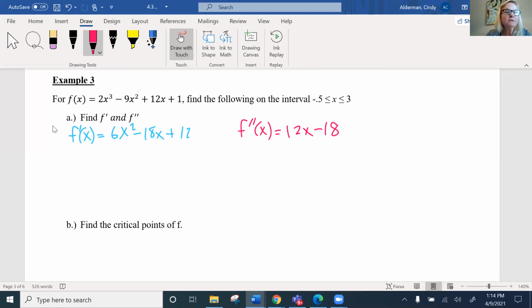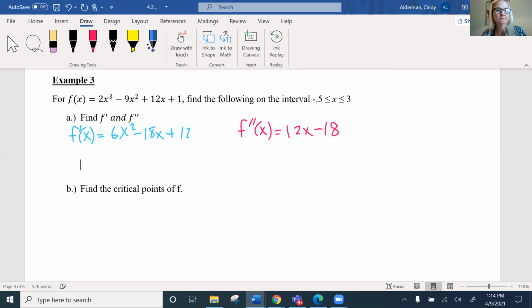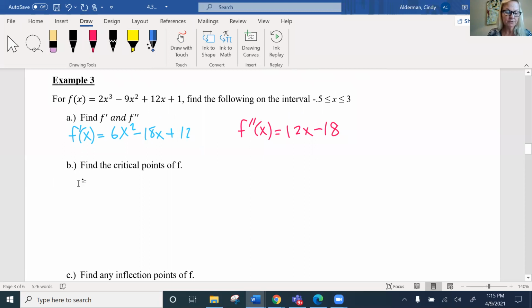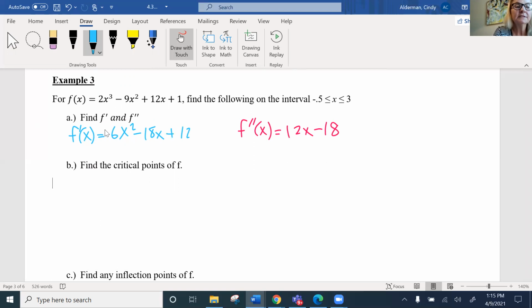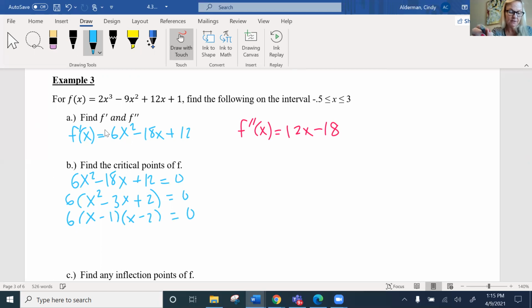All right, so now it says find the critical points. I'm going to bring this up a little bit. So for the critical points, we're going to use the first derivative. So the first derivative is 6x squared minus 18x plus 12. We're going to set it equal to 0 and solve for x. Can factor out the GCF of 6 to get x squared minus 3x plus 2. And then factor that trinomial. So let's see, what would be minus 1 and minus 2. Then set each factor equal to 0 and solve that. Okay, so we found the critical points.